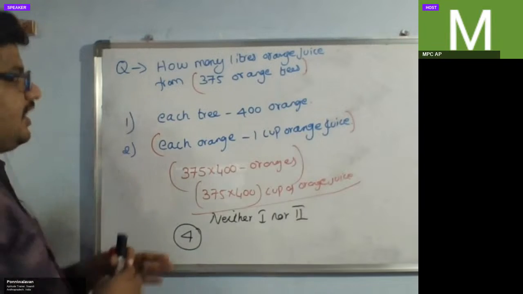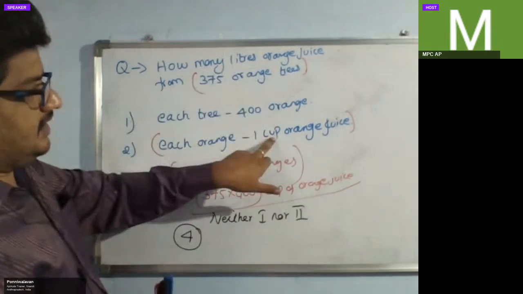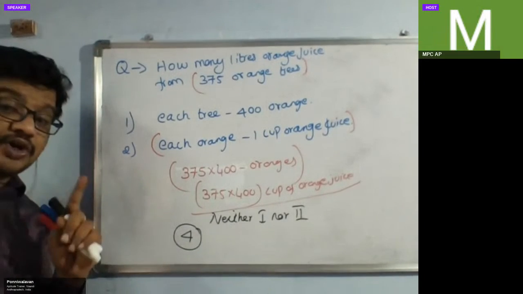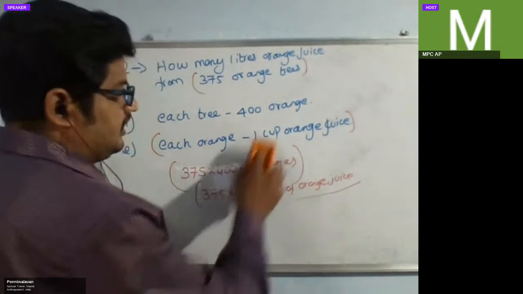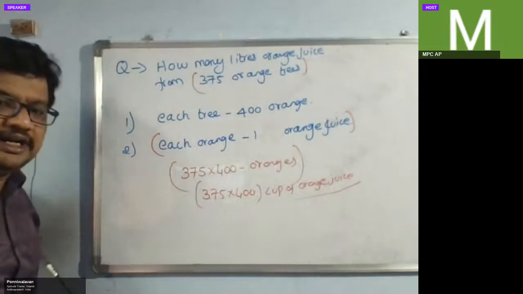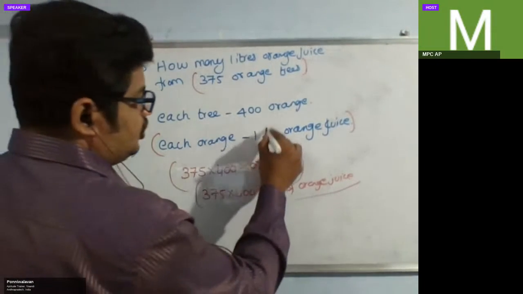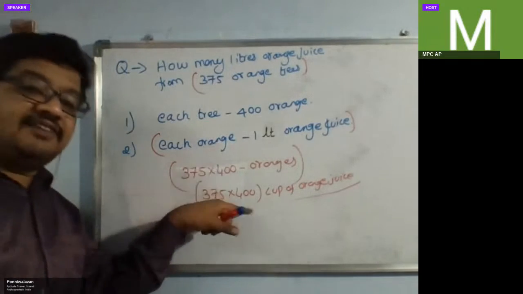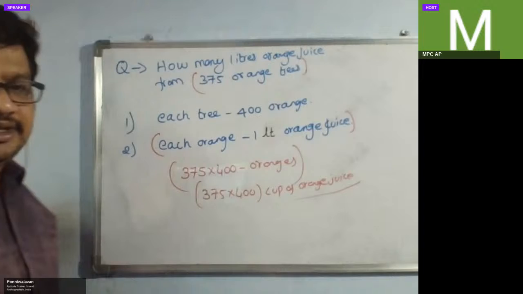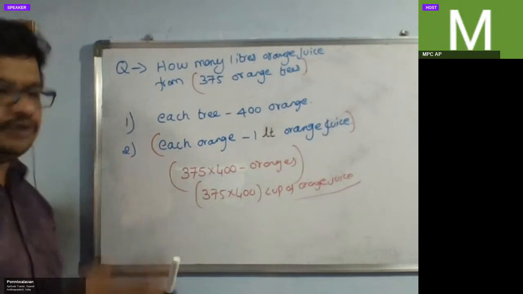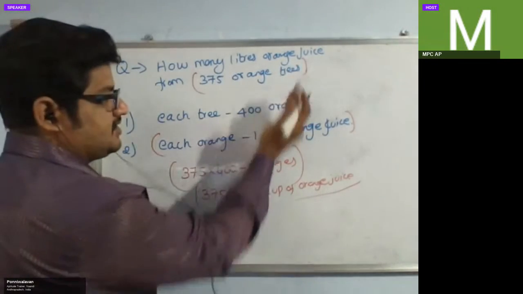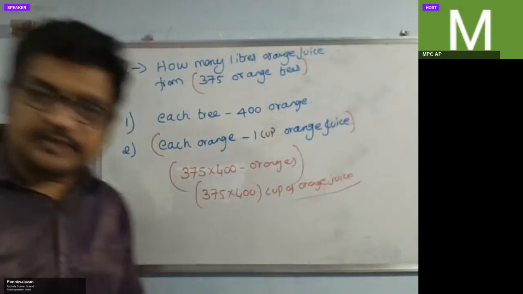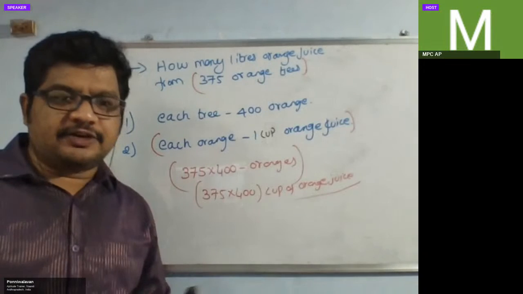Hey, listen, you have to be very careful. Here it is liters, here it is cup. Suppose they are giving 1 liter of orange juice, then we can tell both 1 and 2. But here the clue given is 1 cup. So it is neither 1 nor 2. Okay? All of you clear?